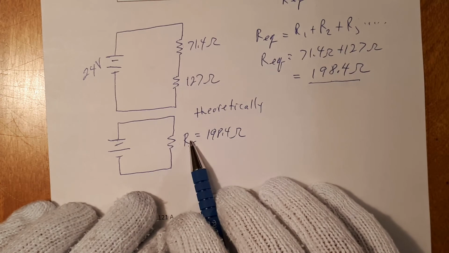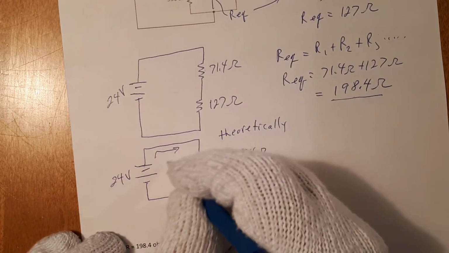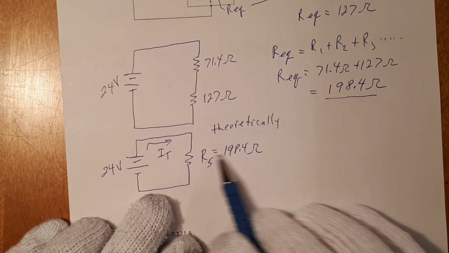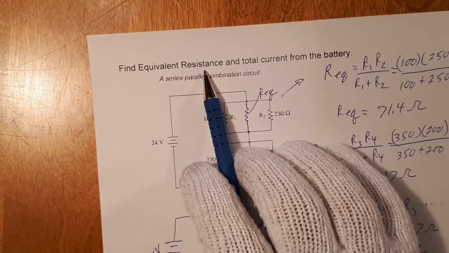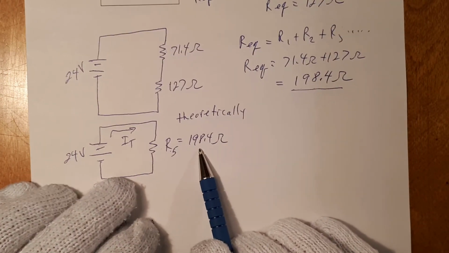And we do this in order to calculate the current. You want to find the current. So to calculate the current, we need to find what the equivalent resistance is. And back to the original question, find the equivalent resistance. And we have done that. Here it is. Total equivalent resistance.